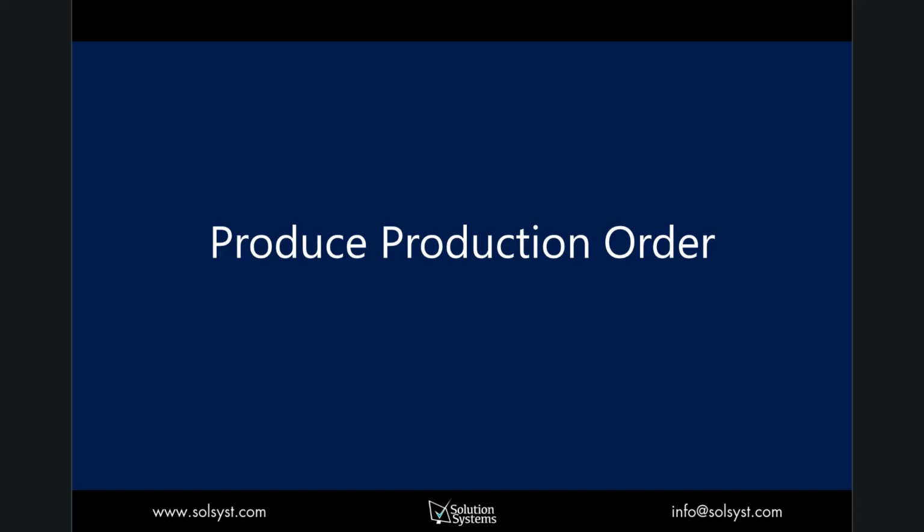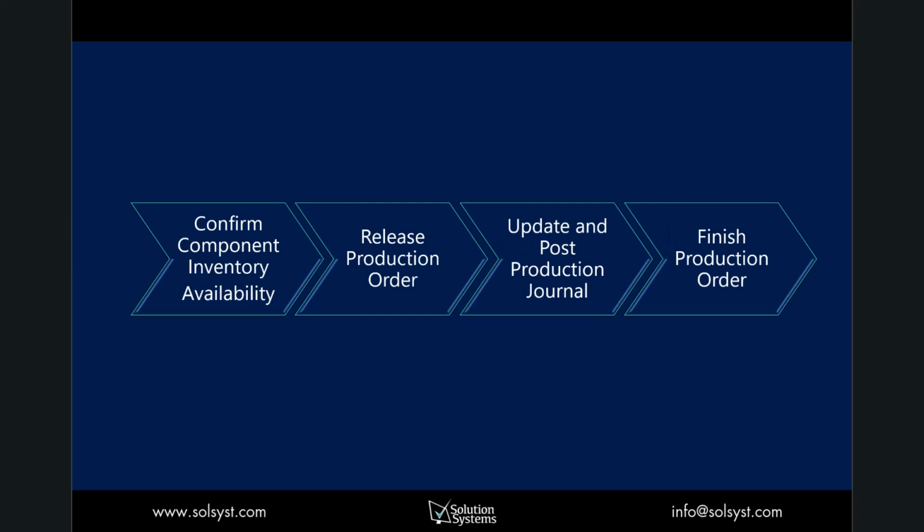Before proceeding with production, most companies perform supply planning, typically once a week, to calculate how many production orders and purchase orders to execute to fulfill that week's sales demand. Purchase orders supply the components that are required according to the production bill of materials to produce the end items. In this scenario, we'll confirm the component availability, release the production order, update and post the production journal, and then finish the production order.